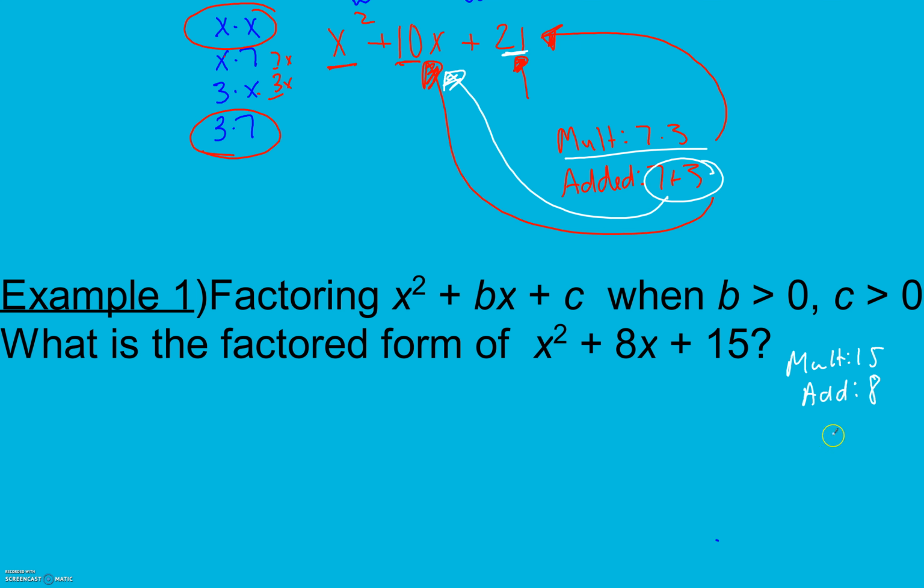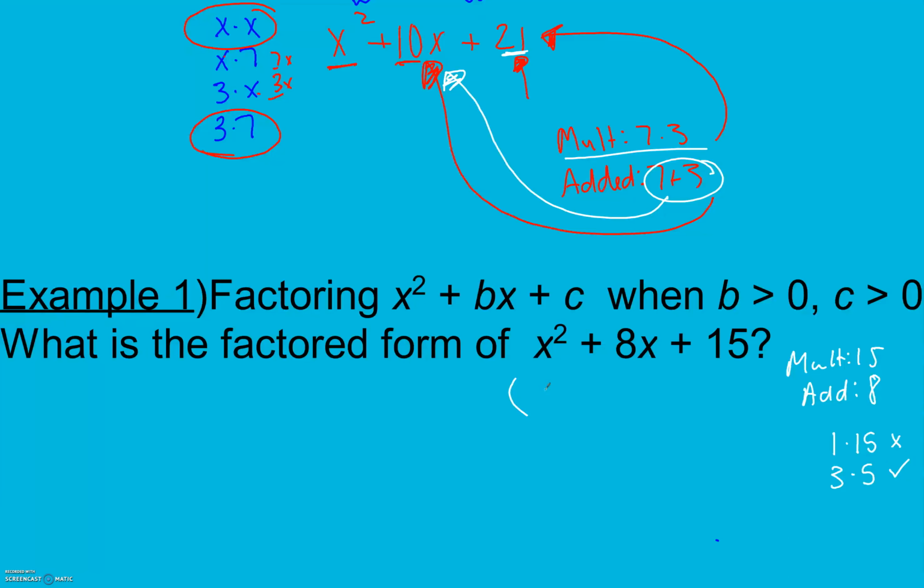So we're going to start off with 1. 1 times 15 is how I get to 15. Does it add to 8? No. Then we try 2. 2 doesn't go into 15 evenly. So we try 3. 3 times 5, does that add to 8? Yeah, so 3 and 5 here are what we're looking for.